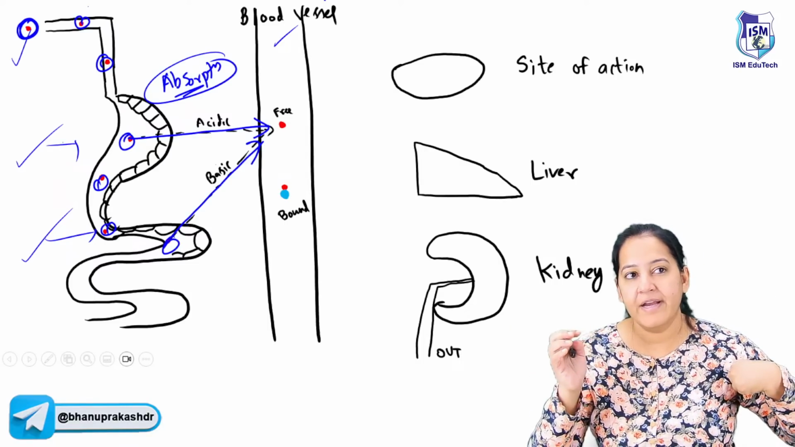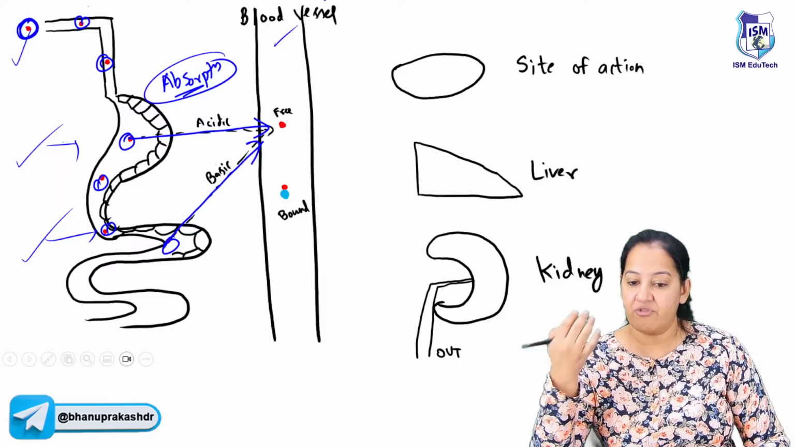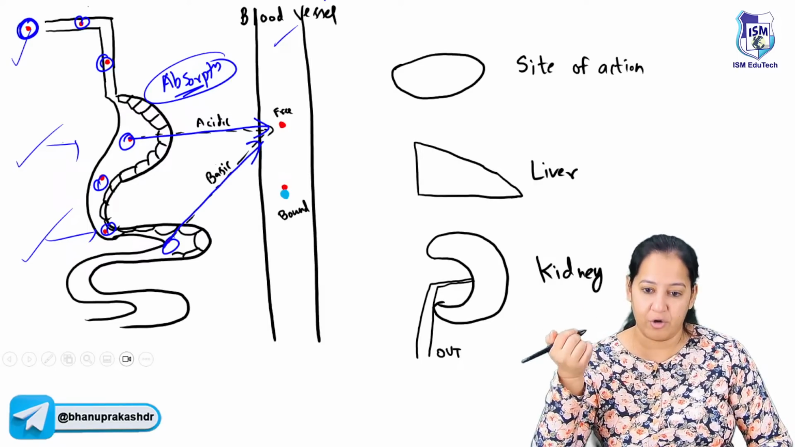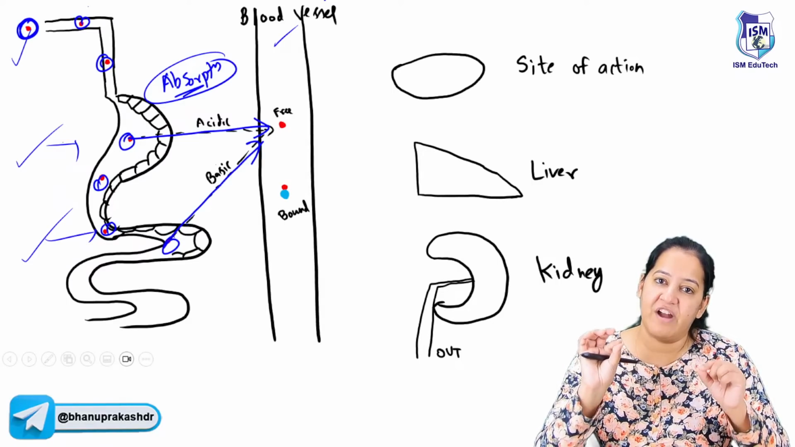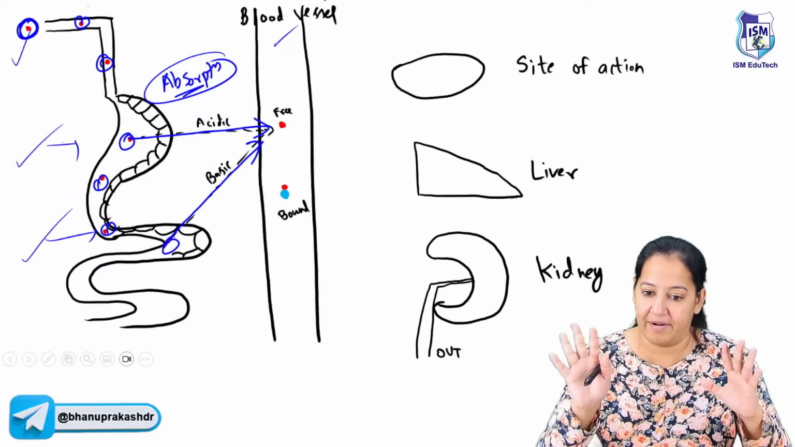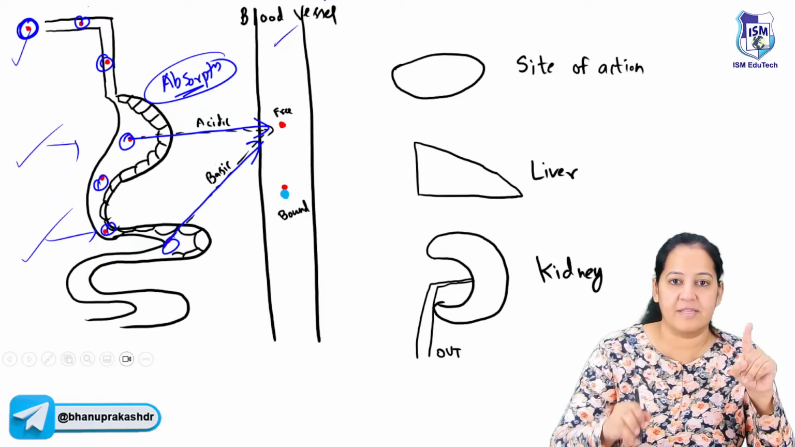The drug is moving. It is not necessarily that you always give from the oral route. Maybe you are injecting, maybe you are giving the transdermal route, rectal route, vaginal route, any route. There are various routes. Ultimately, wherever you are giving, the site of administration, the drug will reach the blood. And this is known as absorption. Got it? This is absorption of the drug.